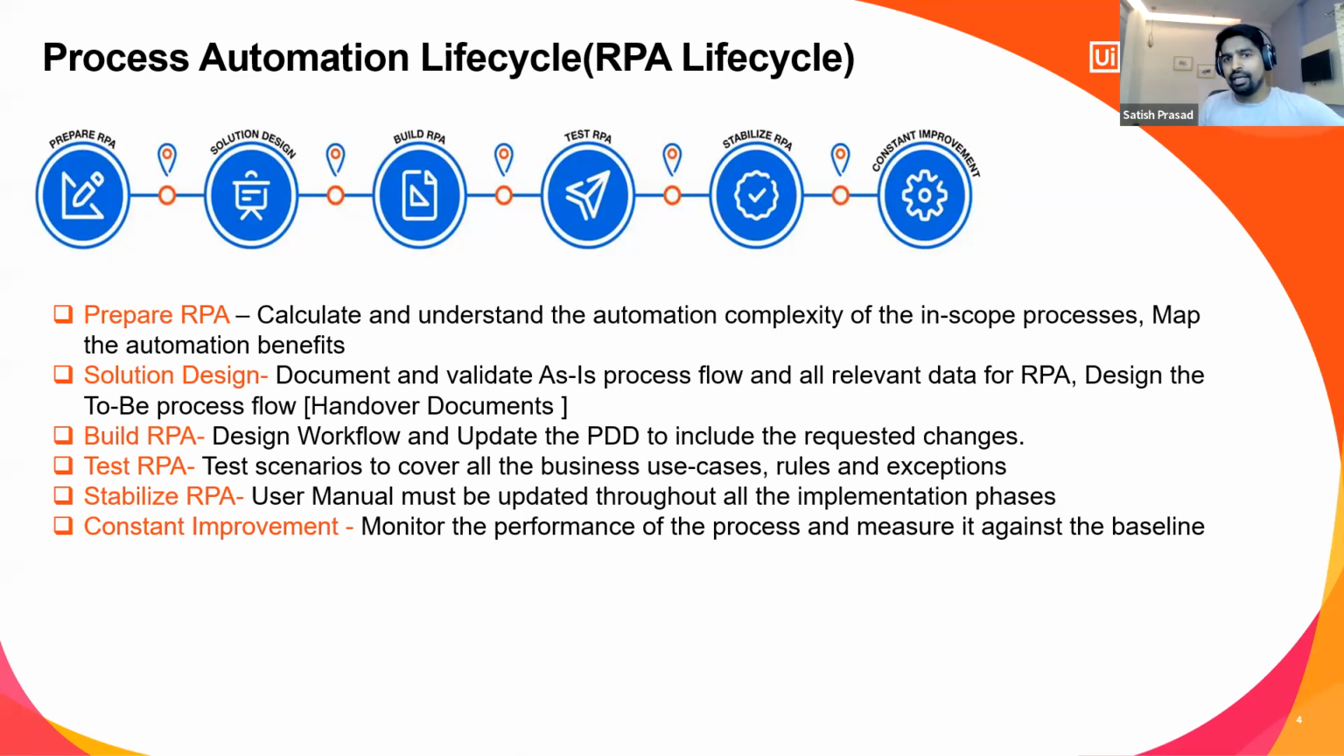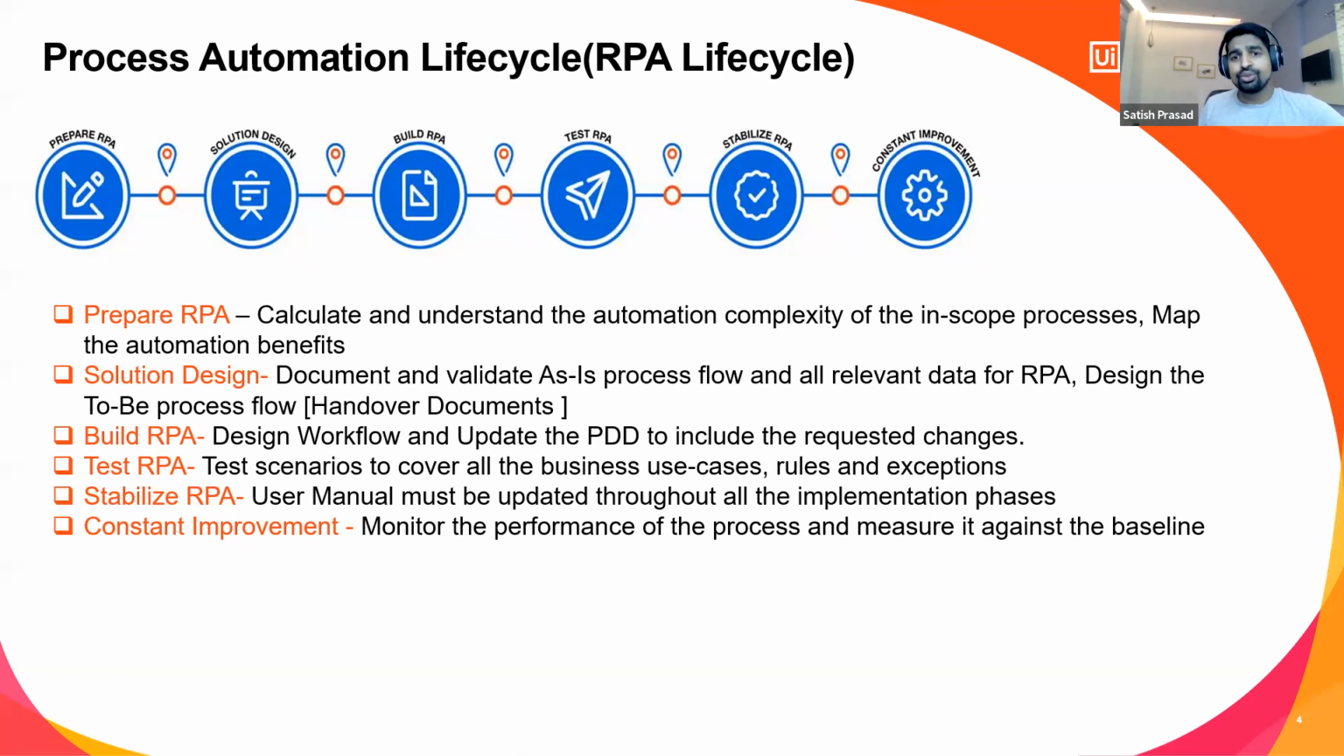So in the Prepare RPA phase, we calculate a couple of things. One is, what will be the expected ROI from this bot if we build it? Will we be able to automate this bot or not? And if we are able to automate it, what should be the complexity of this bot? And then we'll also map the automation benefits. So what kind of benefits will we get if we automate this process? These are basically the high-level things that we do in Prepare RPA.